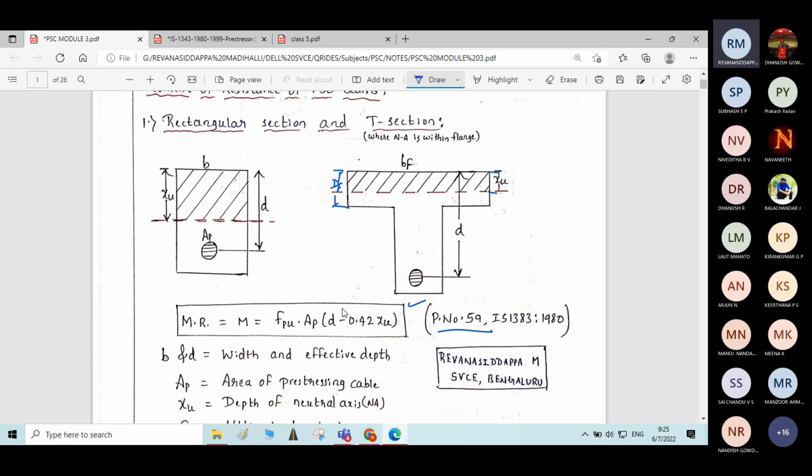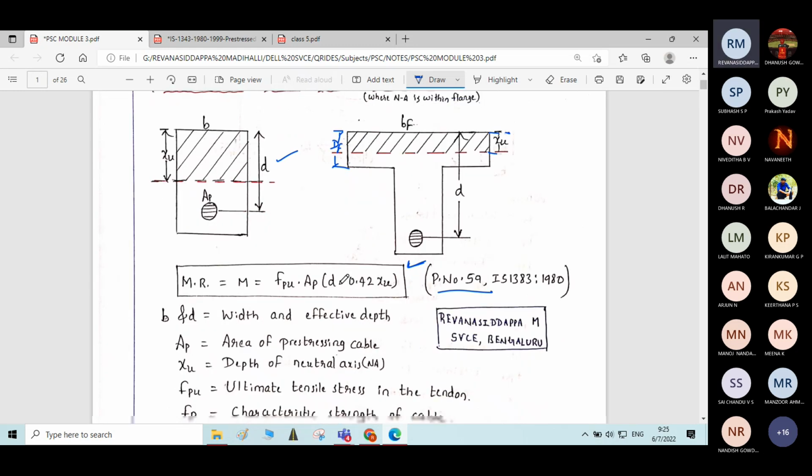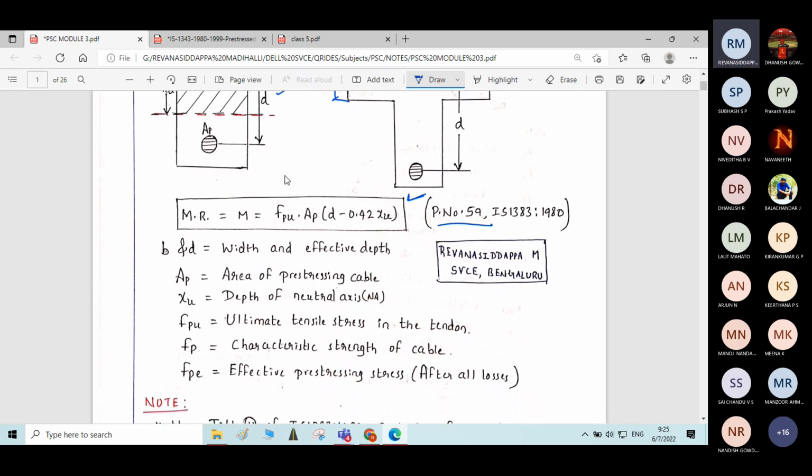Okay, we will utilize this formula for the rectangular beam and T beam with depth of neutral axis lies within the flange. If the depth of neutral axis lies beyond the flange, or within the web, then the procedure is different. I will be explaining later. Okay, so we will utilize this formula.